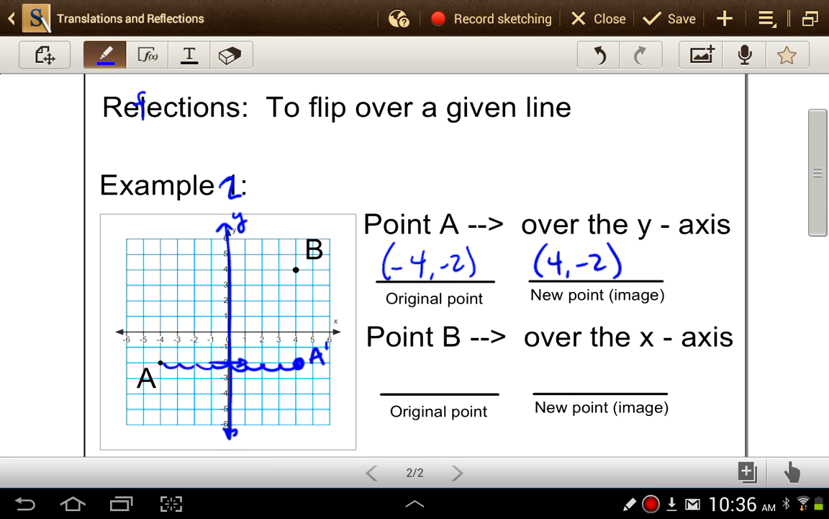Okay. Point B, the original point, was 4 to the right, 4 up, so that's 4, 4. And this one I want you to do over the x-axis. Your x-axis is right here, so we're going to reflect over this line. So I'm going to count 1, 2, 3, 4 up. So then I go 1, 2, 3, 4 down. Put my point, B prime. So the opposite of going up is to go down. So my new point is 4, negative 4. 4 to the right, 4 down, 4, negative 4. Notice in this example, my x stayed the same, my y was the opposite. And that's how you reflect over a line, okay?